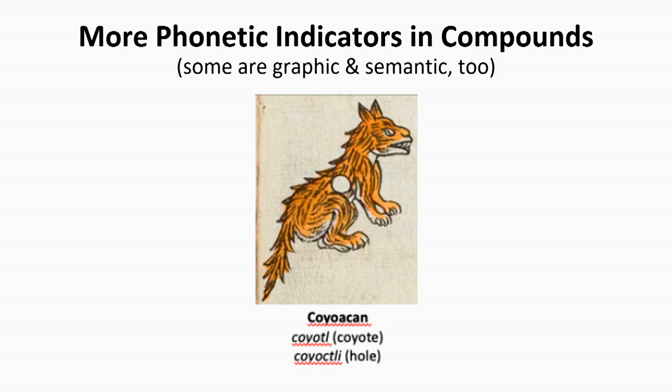And then it has a hole in the side, which is coyoctli. So that's the semantic indicator that says this is not just any dog, or this is not a mountain lion or whatever. This is a coyote, because we've got the coyoctli there to clue you in, tip you off to the phonetic sound for the logogram.